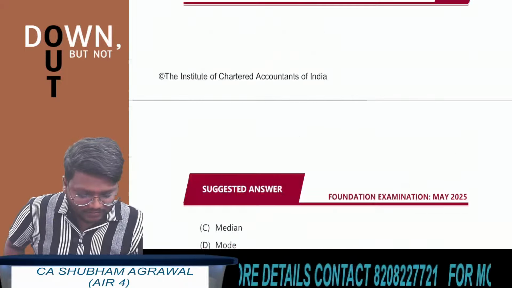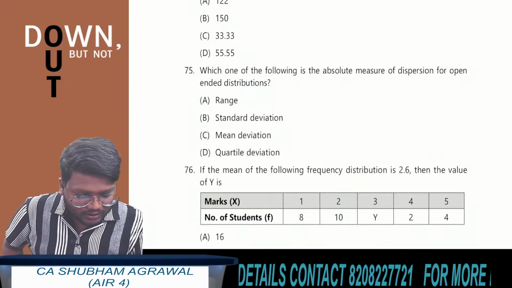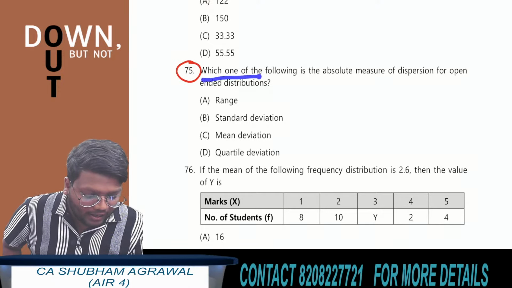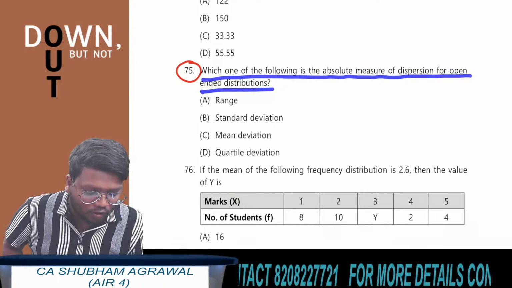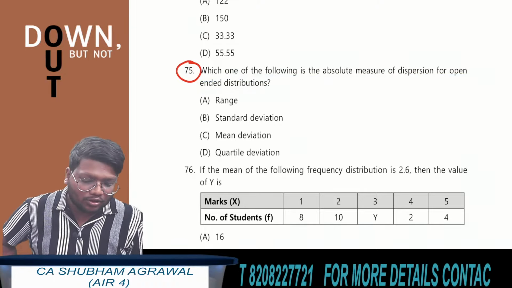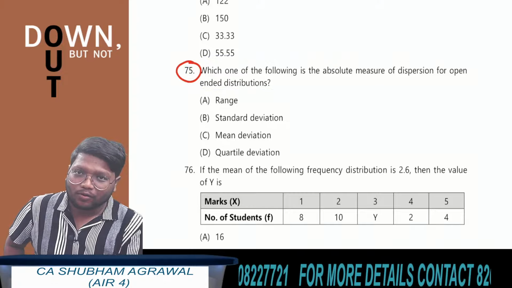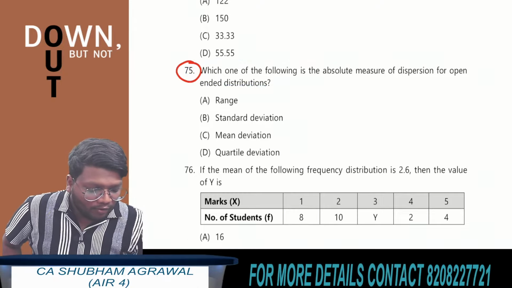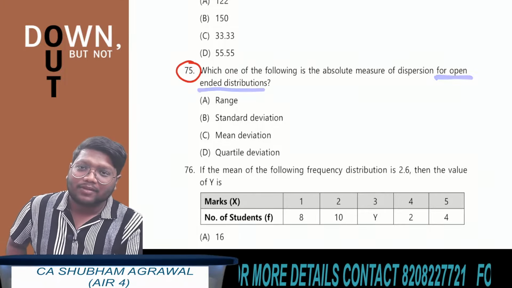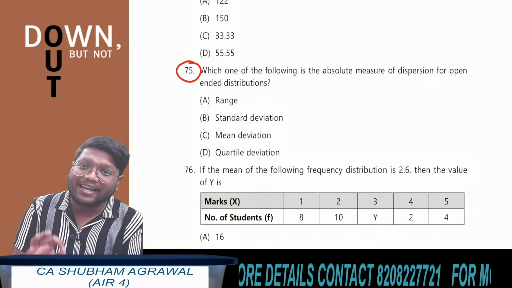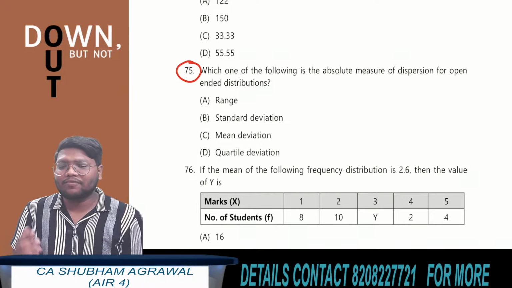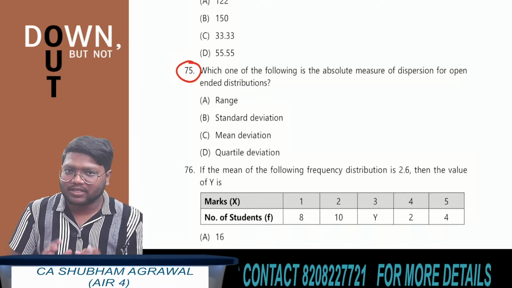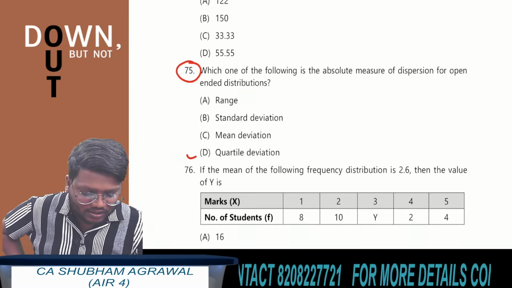After this, question number 75. Which one of the following is the absolute measure of dispersion for open-ended distribution? This question is also there in set A. I think in the dispersion unit this exact same question is there in set A. For open-ended distributions, which measure of dispersion is best? Quartile deviation. Because in quartile deviation we consider the central 50% observations, so we are not concerned with the extreme observations here. Which option is correct here? Quartile deviation, option D.